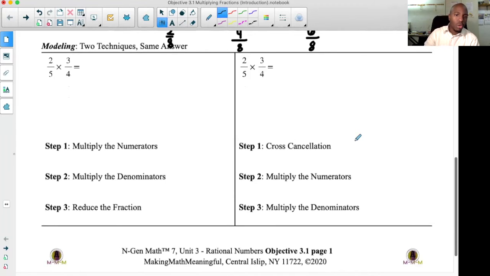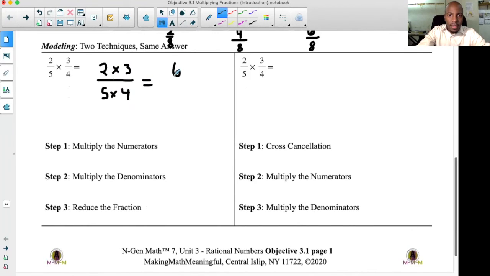One technique is multiply the numerators, multiply the denominators, and then reduce the fraction, such as this. 2 times 3, and you multiply that, we know that's equal to 6. And then you do the bottom, we do 5 times 4. We know when we multiply that, we get 20. So when we just multiply numerators, we get 6. Multiply the denominators, we get 20. So this is step 1 and step 2 combined. Step 1, multiply numerators, 6. Step 2, multiply the denominators, that's 20.